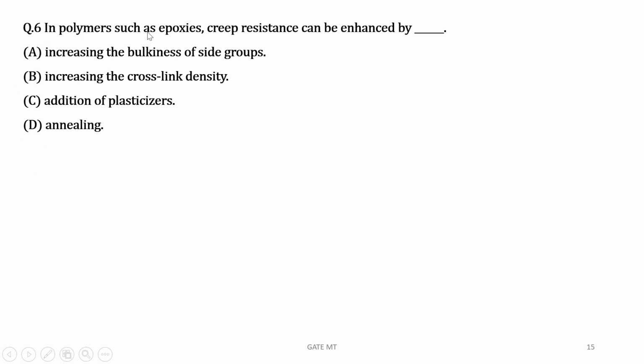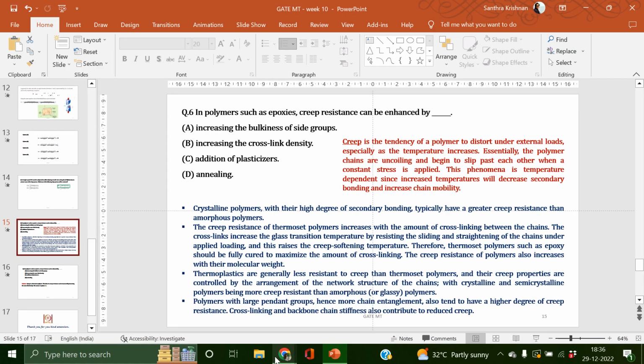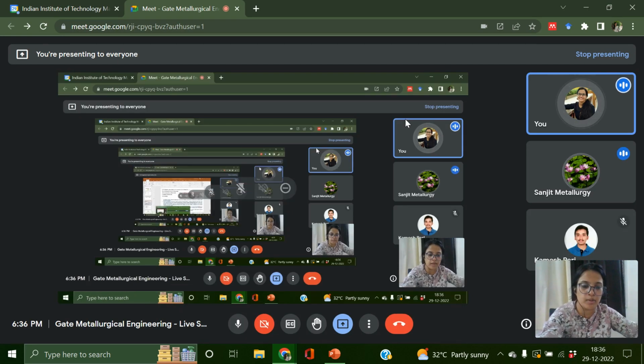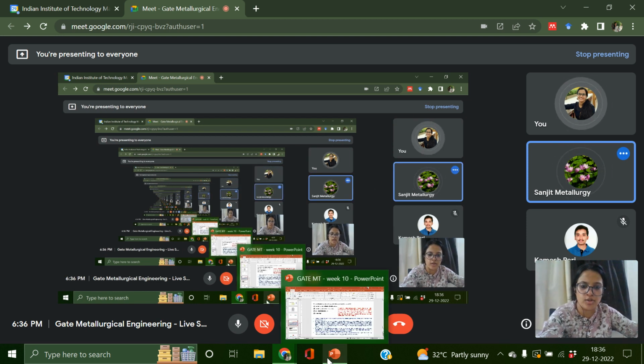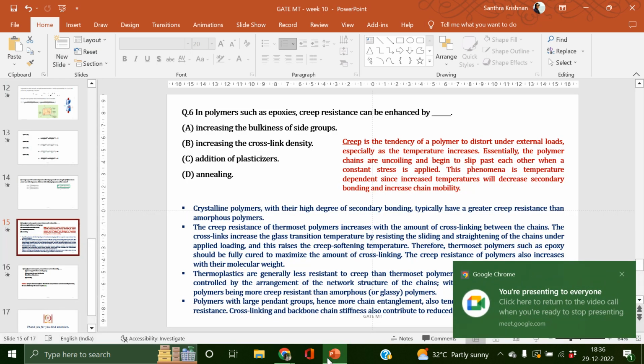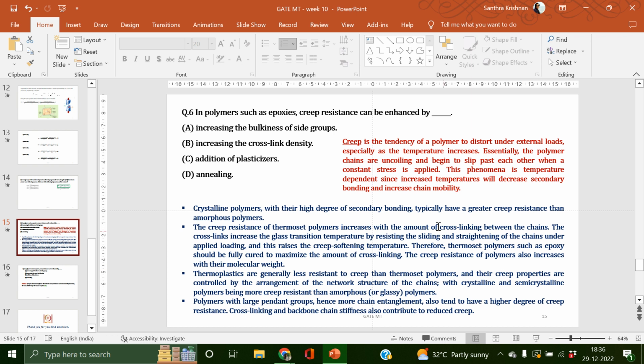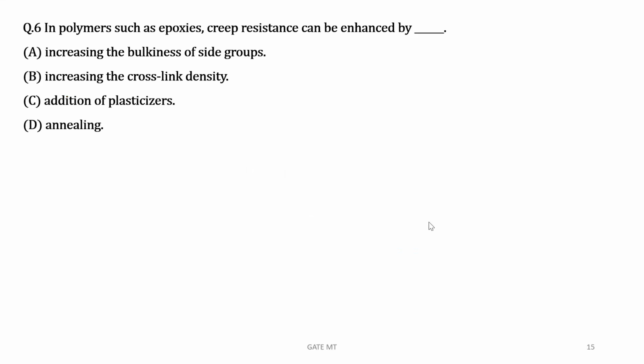So first you need to identify whether epoxy is a thermoplast or a thermoset. So what is an epoxy actually? Thermoplast or thermoset? Okay, are you sure? Yeah. So we'll see the answer now.